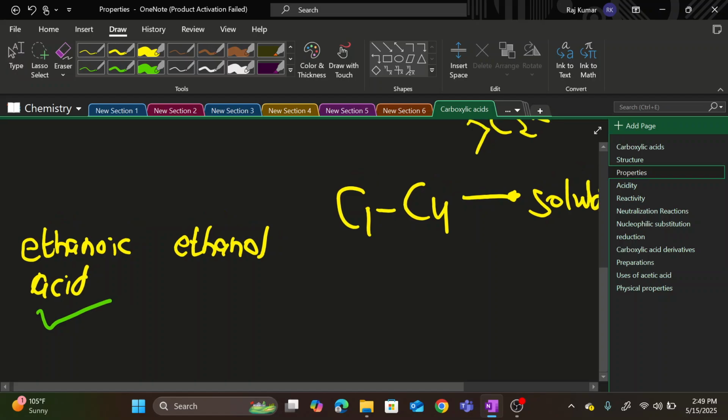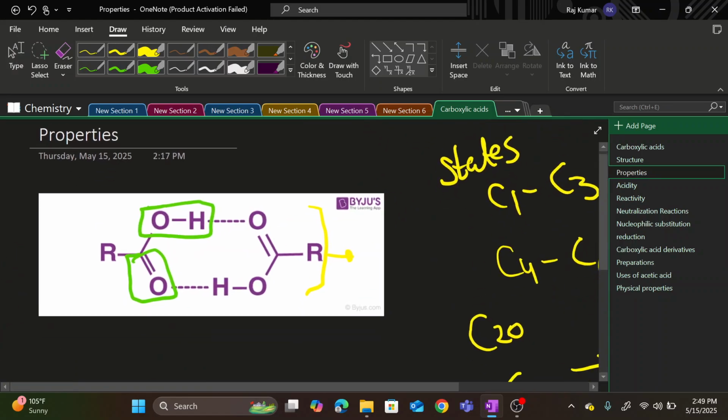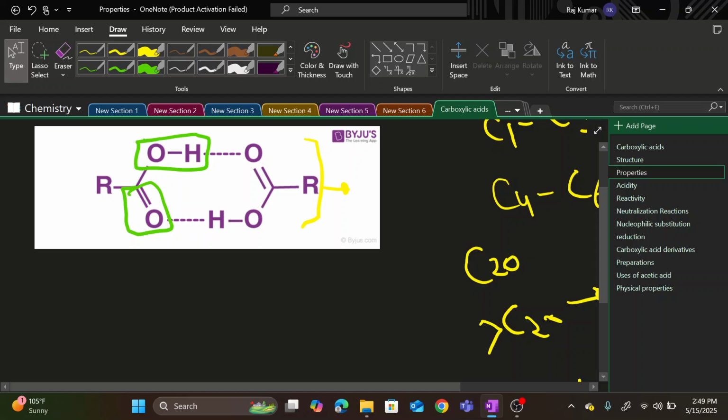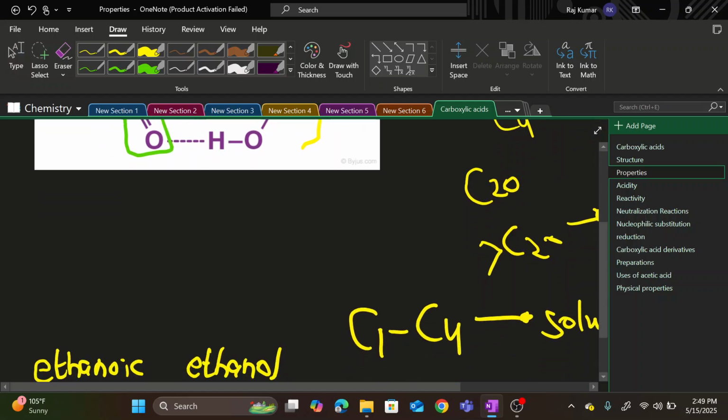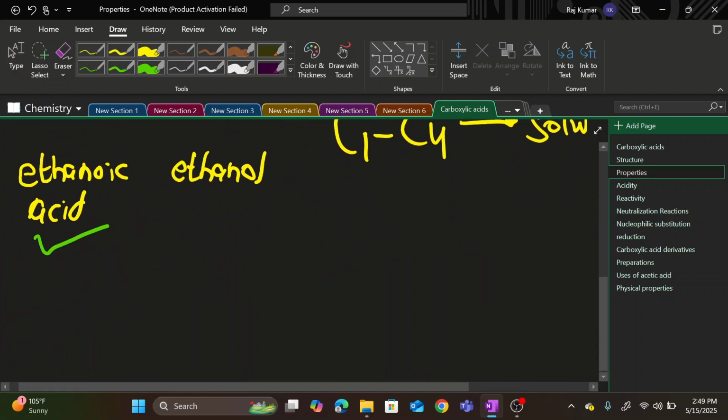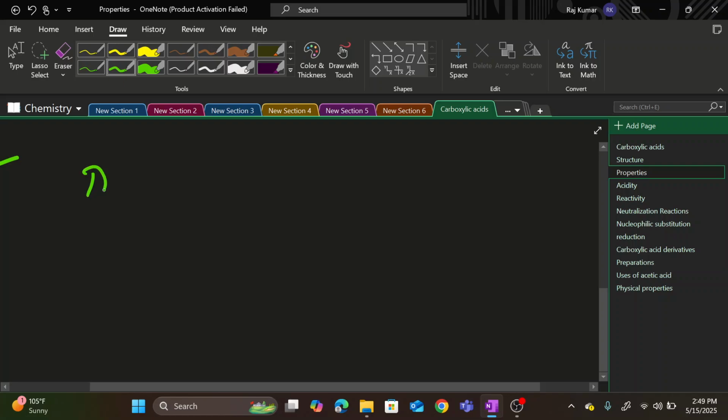Another important thing that I would like to share is that over here we are going to consider the melting and boiling points. If we look at the trend of melting and boiling points, again it's similar to alcohol, such that it increases with the increase in the number of carbon atoms.